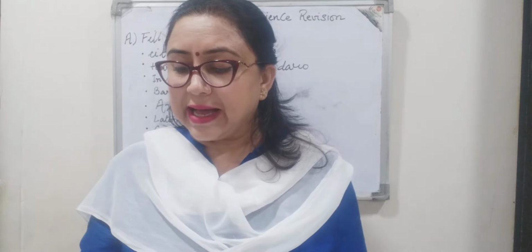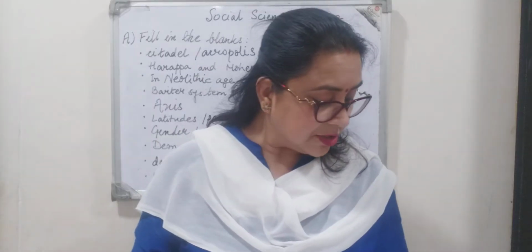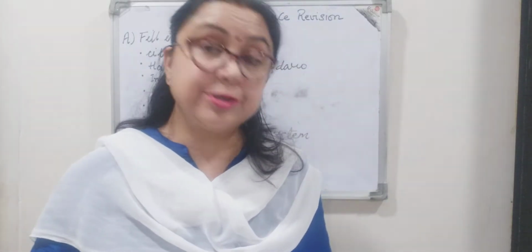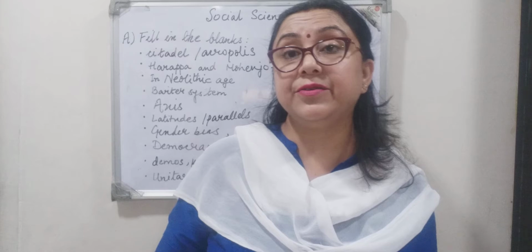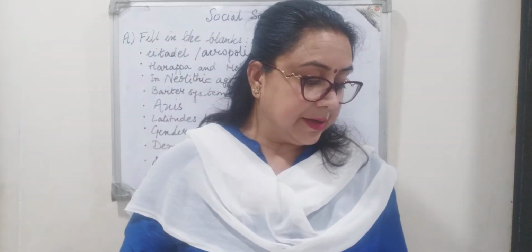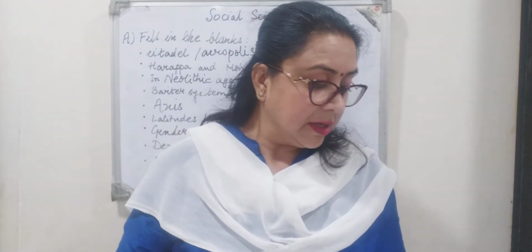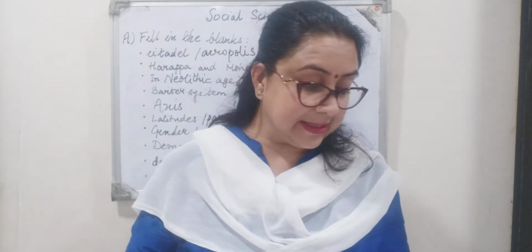Next is write a note on copper age. Find this answer on page number 24. Here there's a detail given about copper age on this page, where it refers to the age also. So this copper stone age is also known as Chalcolithic age, and it extends from 4000 to 2000 BCE.